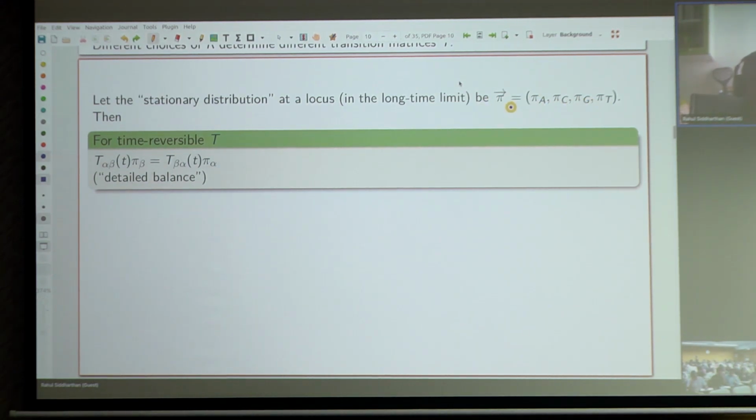So whatever this pi is, your T matrix must satisfy this property at that locus, that the sum, not the sum, there's no sum here, the transition from beta to alpha times the weight of beta should be transition of alpha to beta times the stationary weight of pi alpha. By definition, it doesn't evolve. So this is the condition for stationarity under T.